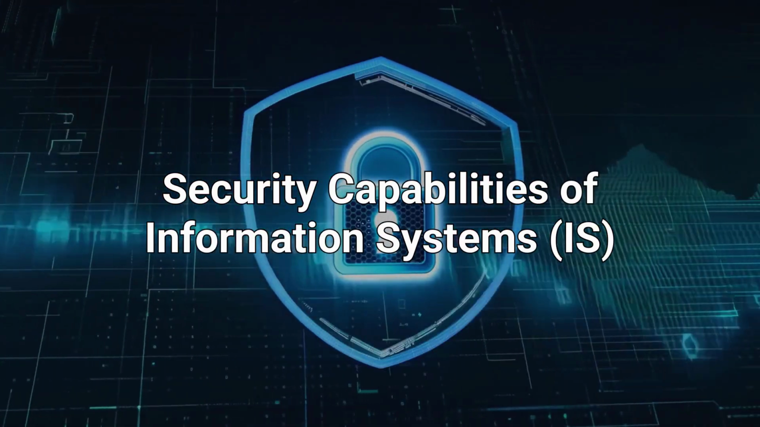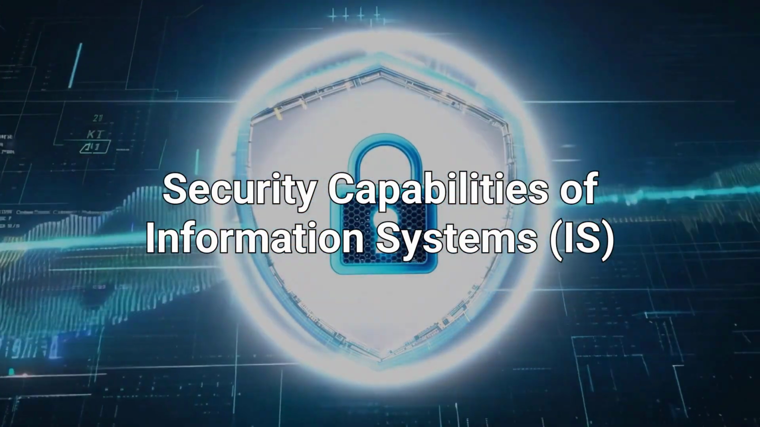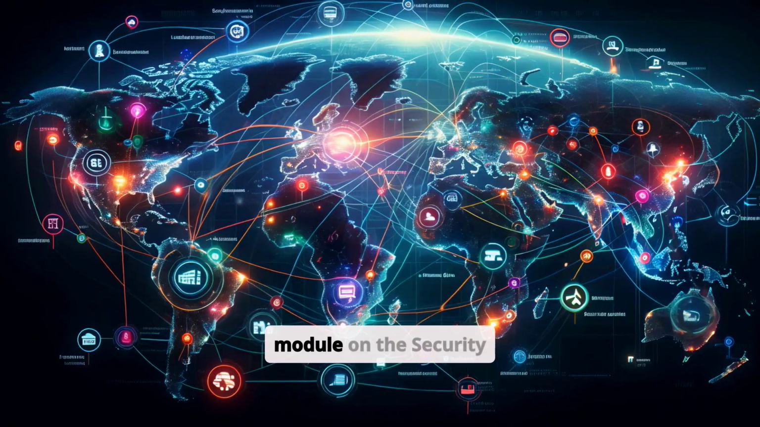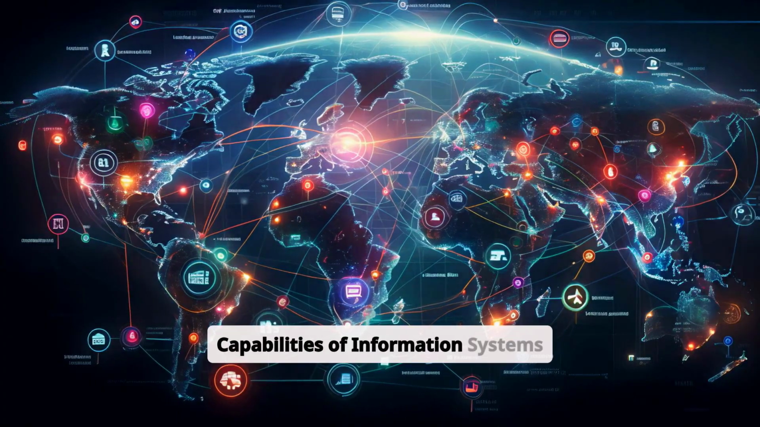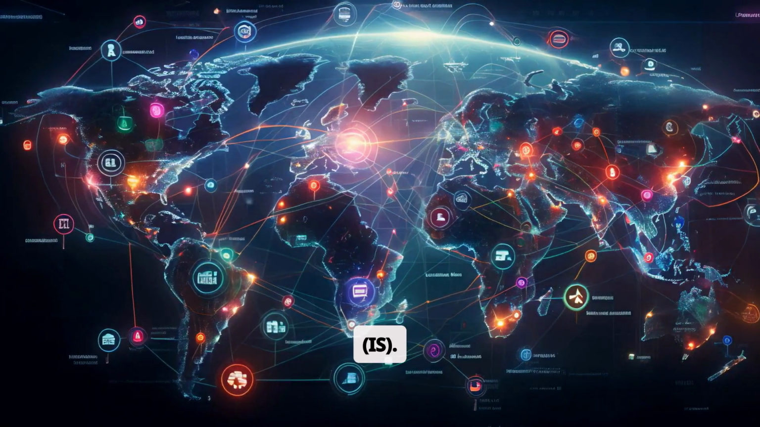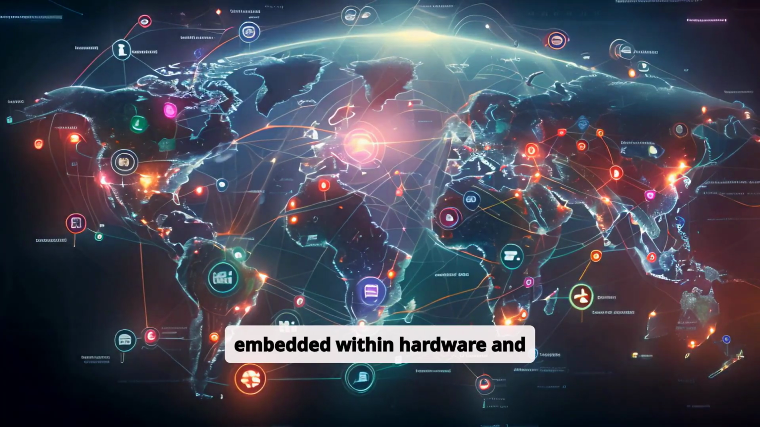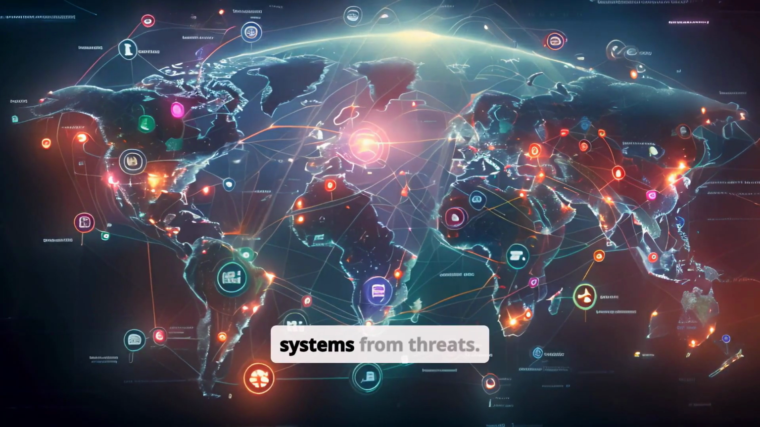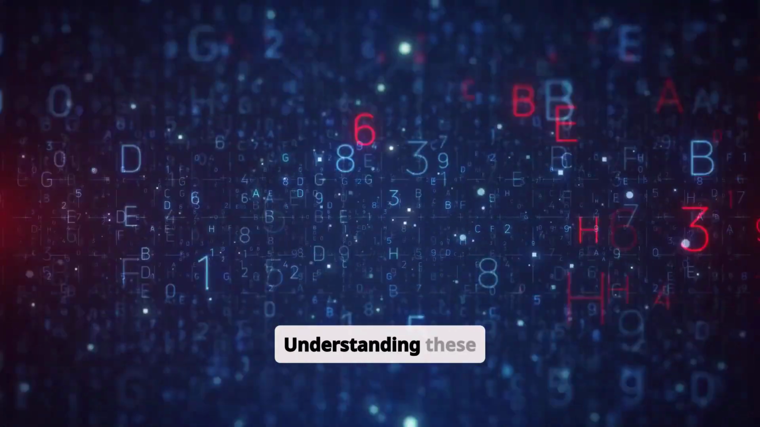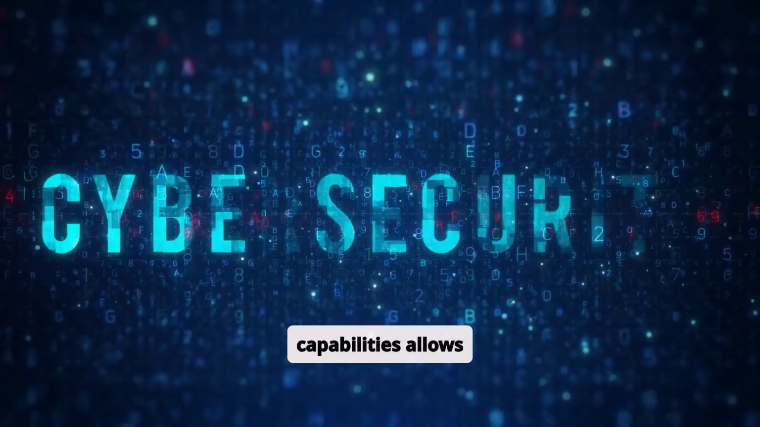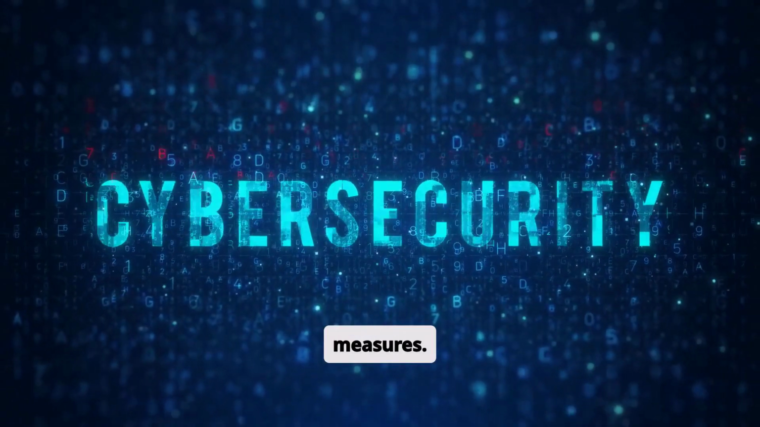Security Capabilities of Information Systems. Welcome to this module on the Security Capabilities of Information Systems, IS. Modern computing environments rely on security features embedded within hardware and software to protect data and systems from threats. Understanding these capabilities allows organizations to implement stronger security measures.